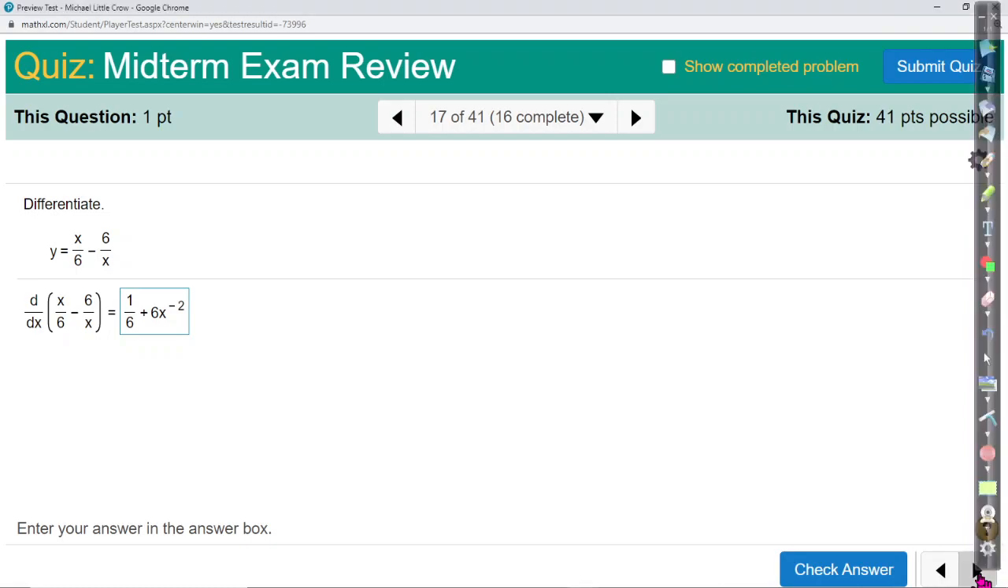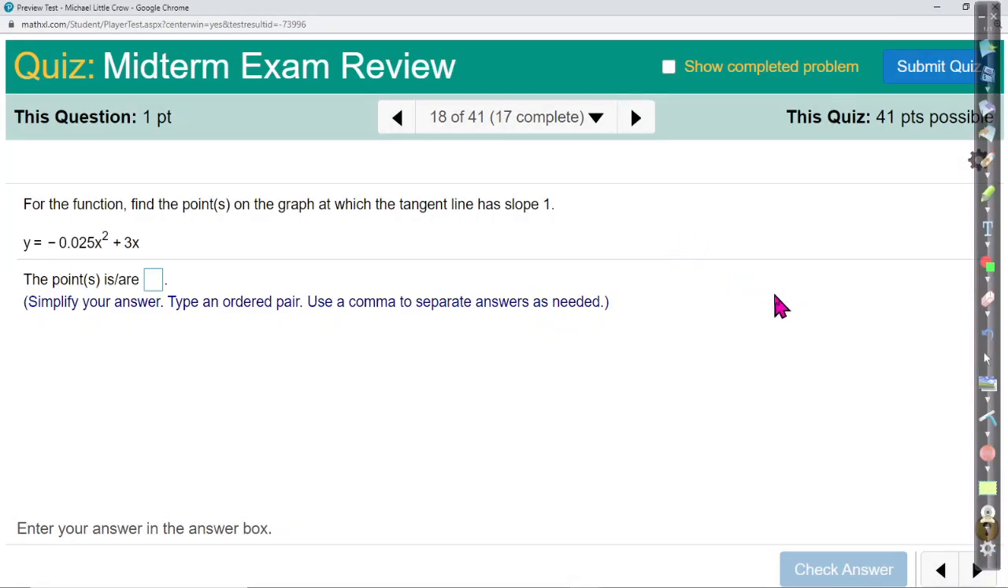Okay, we all good? So let's go to 18. For the function, find the points on the graph at which the tangent line has slope 1. So we want the tangent line to have slope 1. So what we need to do is first get the equation for the tangent line, which is taking the derivative. So we're going to find y prime, and then we're going to set it equal to 1. Okay, so to take this derivative, the 2 comes down, so we're going to have now negative 2 times 0.25 should be 0.05.